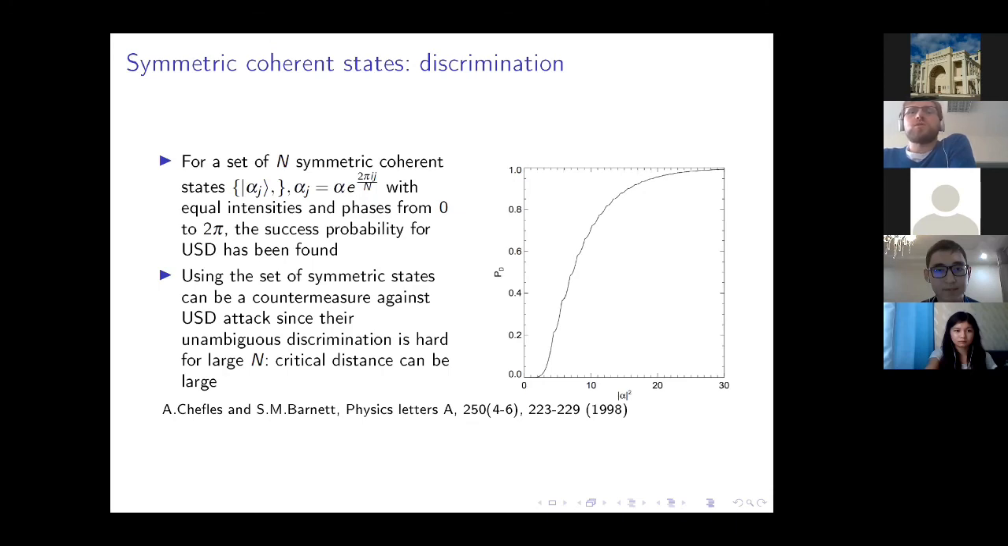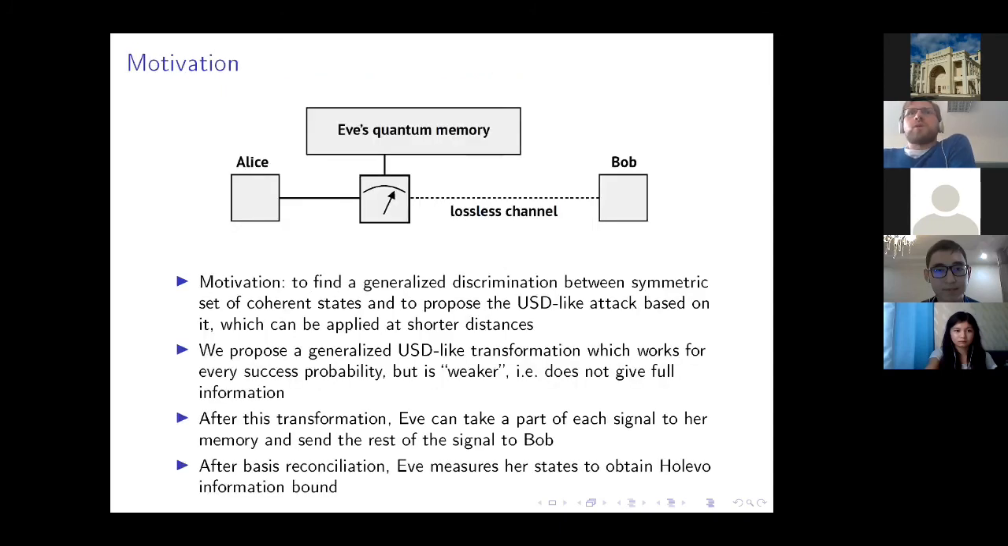That is the technology which is used in some proposed protocols, including the Y00 protocol, the protocol on geometrically uniform states, and the sideband channel protocol. Well, the motivation of this work is to find a generalized discrimination between symmetric coherent states and to propose a USD-like attack based on this discrimination. It can be applied at shorter distances. Then we propose a USD-like transformation, which works for every given success probability, but it is a little bit weaker. So it does not make the states fully orthogonal.